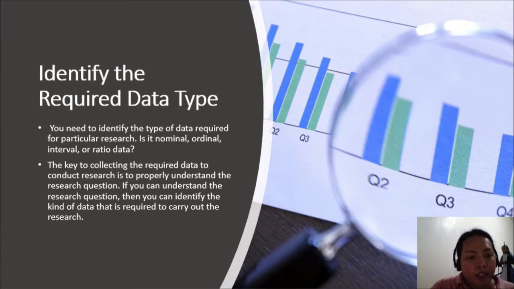So the key to collecting the required data to conduct your research is to properly understand the research question. So if you as a researcher can understand the research question, then you can identify the kind of data that is required to carry out your research. For example, when collecting customer feedback, the best data type to use is the ordinal data type. Ordinal data can be used to assess a customer's feelings about a brand and is also easy to interpret.